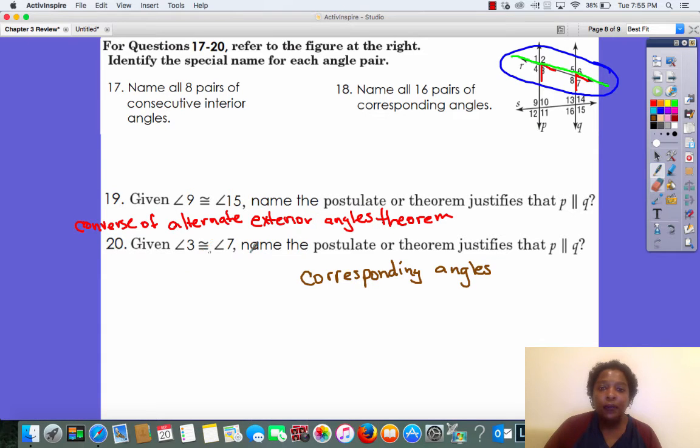They tell us that they're congruent, and we're working backwards to prove that the two lines are parallel, so we're going to put converse of, and the last part is theorem or postulate. This is corresponding, this is the only one that is a postulate. So my answer, converse of corresponding angles postulate, that proves that these two lines are parallel.